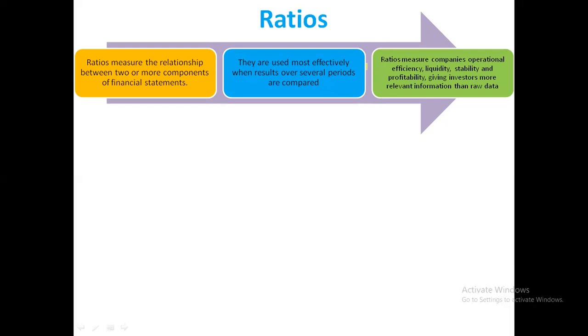And third, ratios measure the company's operational efficiency, liquidity, stability, and profitability, giving investors more relevant insight than raw data. Just take this as a balance sheet, a PNL, the sales, the expenses, the profit. Investors want to know how exactly they are performing, what the percentage is, their growth or degrowth. At the end of the day, investors want clean, clear, crisp data, and that can be given by ratios.